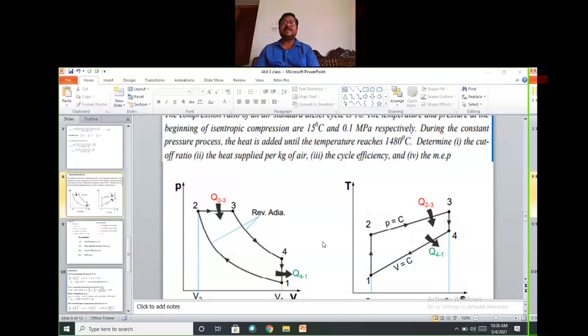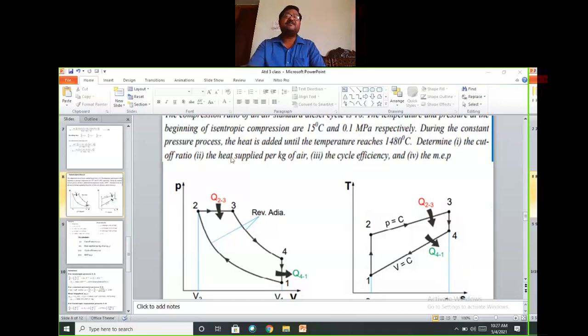1000 into 0.1, how much does it become? You multiply the mega with 1000 and it becomes kPa. 10 to the power of 6 divided by 10 to the power of 3 gives 100 kilopascal. Here in the problem, I am stressing that conversion of this pressure is very important. If you don't convert this, the whole problem will go wrong.